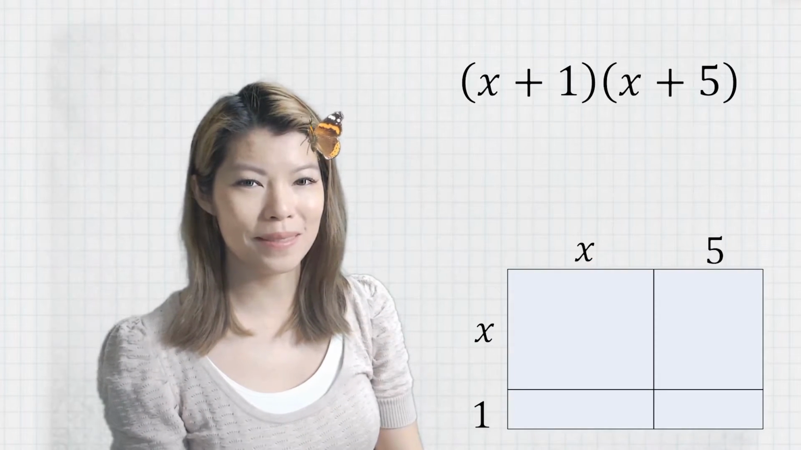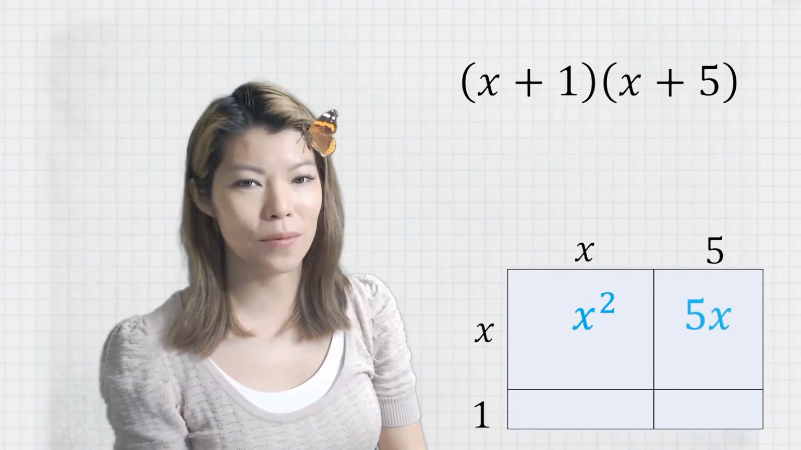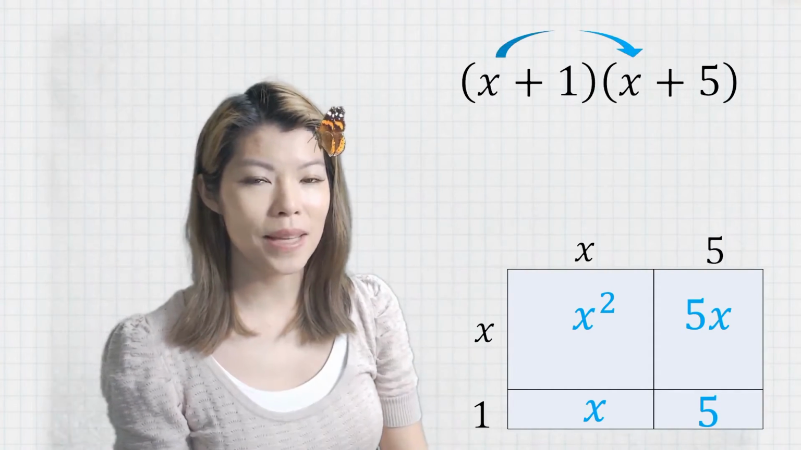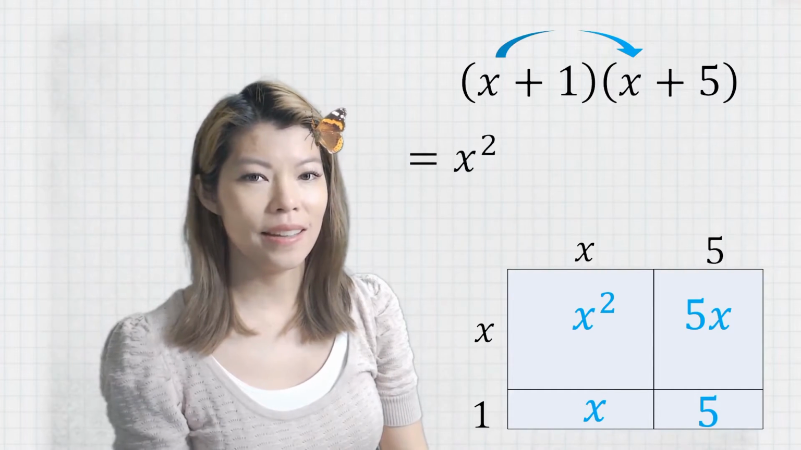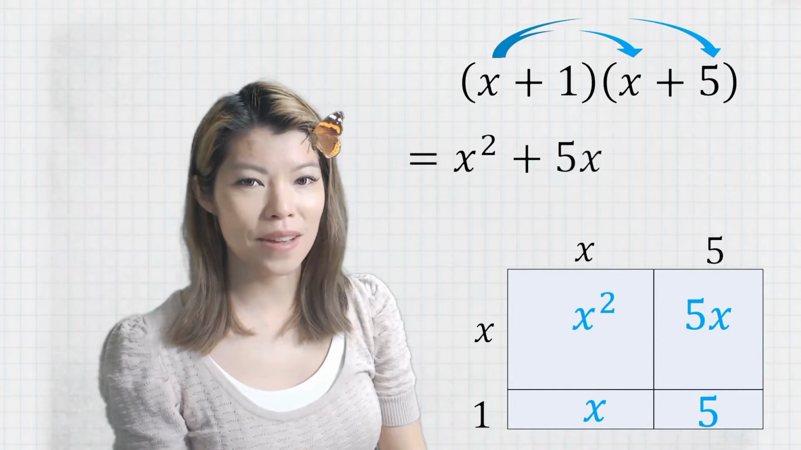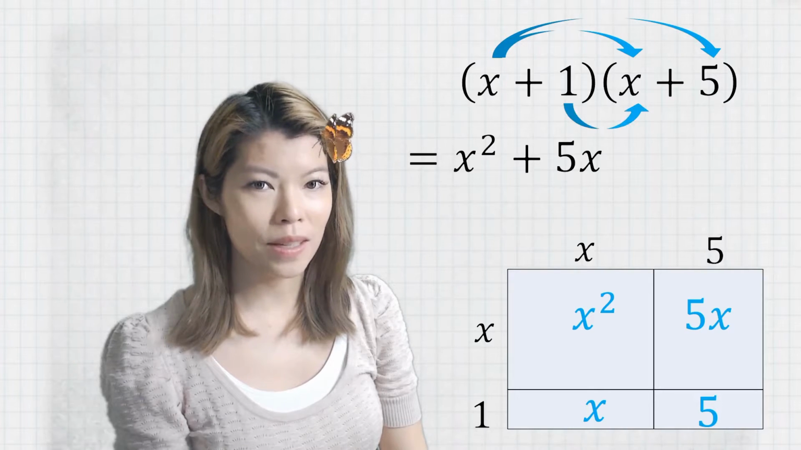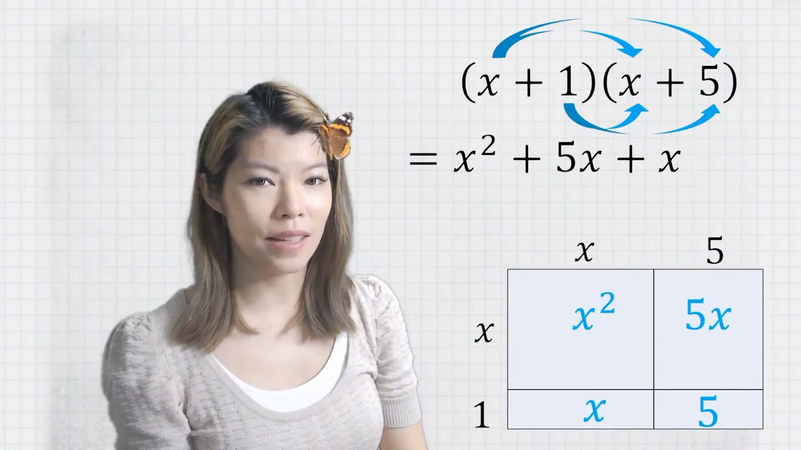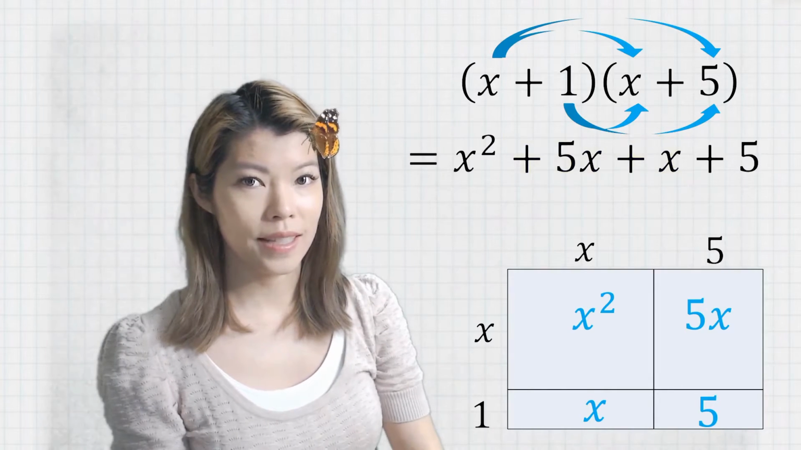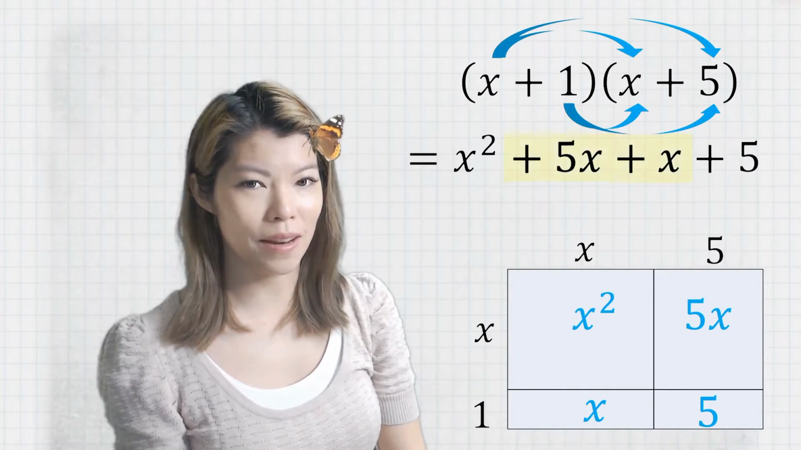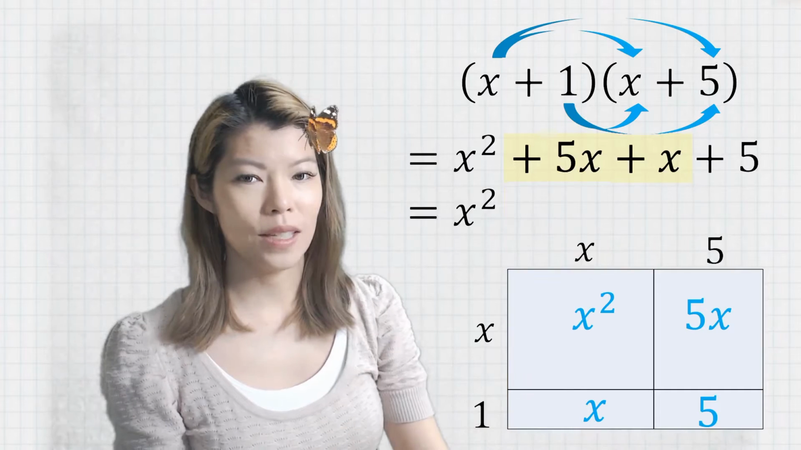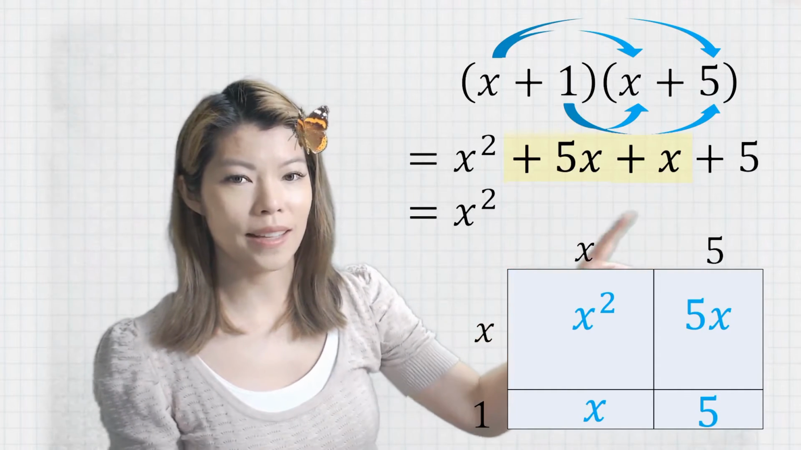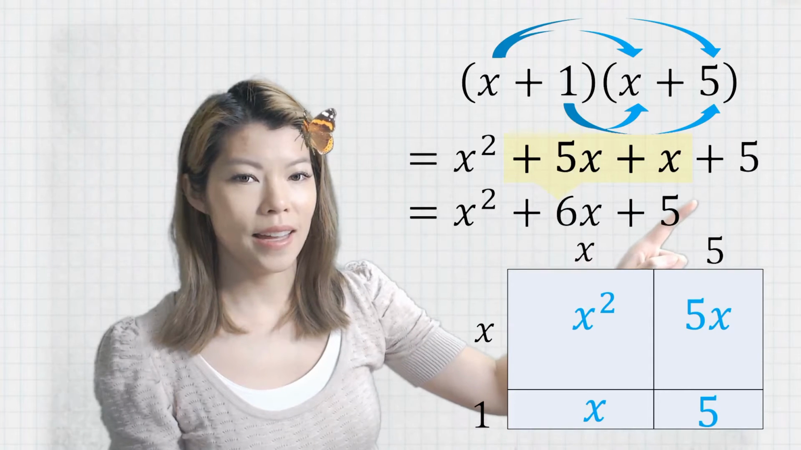Let's do another one. So we can see from the rectangle that we have to get 4 terms. So again, x times x gives us x squared, then x times 5 gives us 5x, then the 1 times the x gives us x, and the 1 times the 5 gives us the 5. So now we look for like terms, and we notice that the 5x and the x are like terms. So we write down the x squared, then 5x plus x is 6x, and then the 5.